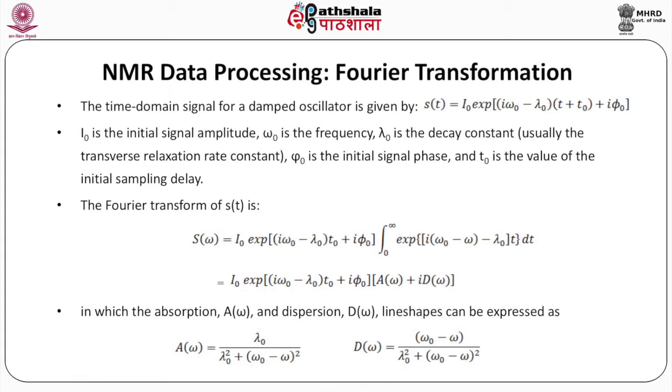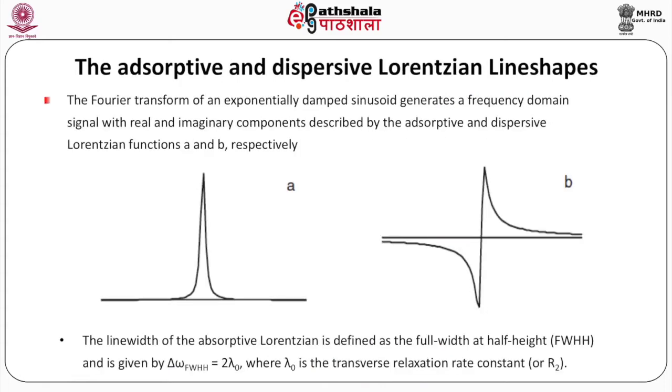The Fourier transform of S(t) is S(omega), and there is this expression determining it, in which the absorption A(omega) and dispersion D(omega), as we have seen before, these line shapes can be expressed as A(omega) = lambda 0 divided by lambda 0 squared plus (omega 0 minus omega) whole squared, and the dispersion D(omega) = (omega 0 minus omega) divided by lambda 0 squared plus (omega 0 minus omega) whole squared. The absorptive and dispersive Lorentzian line shapes.